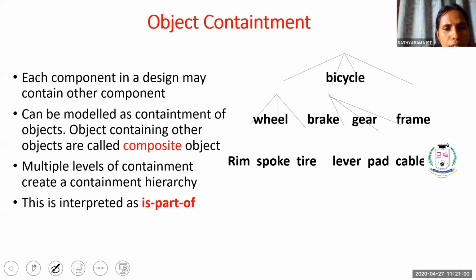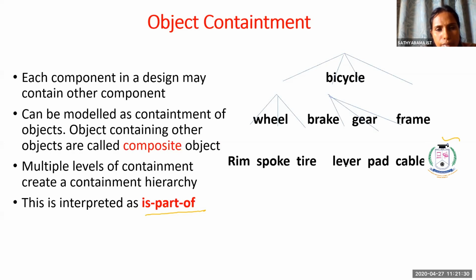Another small terminology is called object containment. Object containment is called is a part of. A very important thing is part of. That means one object contains another object. That is called a composite object. The example I have given here: the wheel is represented as one object, and under that wheel we have rim, spoke, as well as tire.